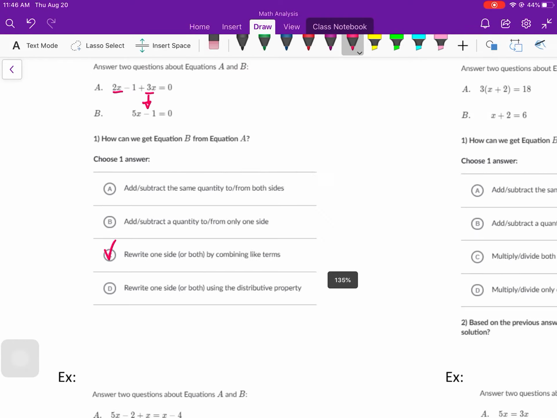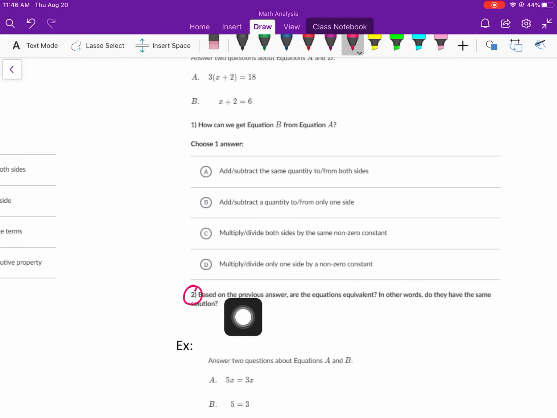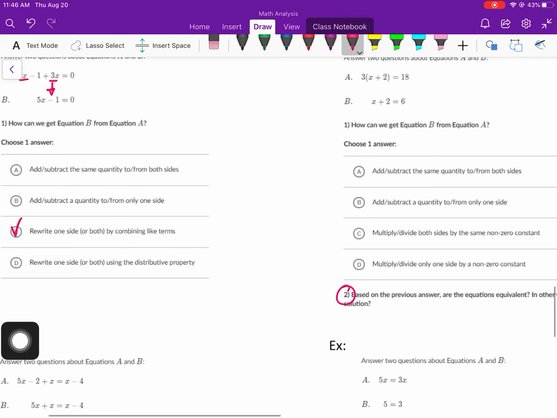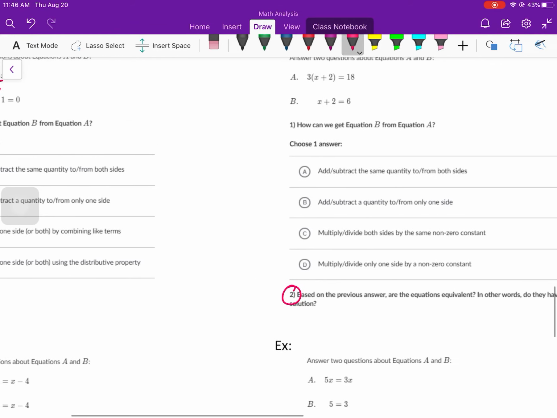And the reason why I was making such a big deal is I forgot on this one, but for number 2, they're going to ask you, based on the previous answer, are they equivalent? So for number 2, yes, they are. It's okay. You can combine like terms on one side and not the other. You can distribute on one side and not the other. That's fine. It's when you start adding or multiplying or subtracting or dividing on one side, when you start changing the quantities, that's when you've got to worry.